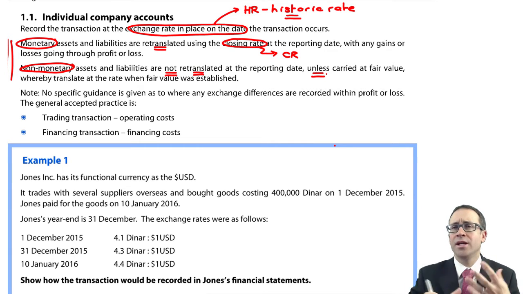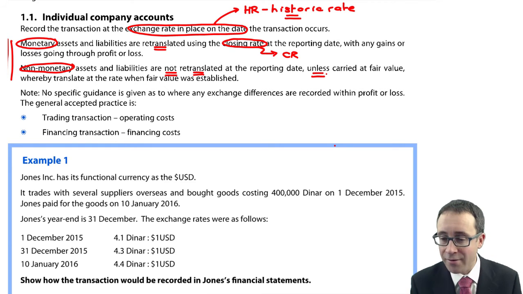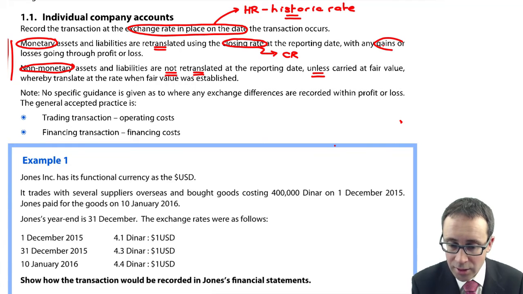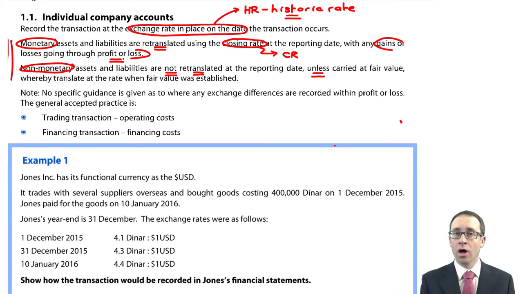Key thing is there's lots of translations going on, lots of gains, lots of losses, particularly when you retranslate your monetary items. Key bit there is that when you retranslate anything, and if you have gains or losses, they go through profit or loss. They are treated as being realized gains and realized losses.